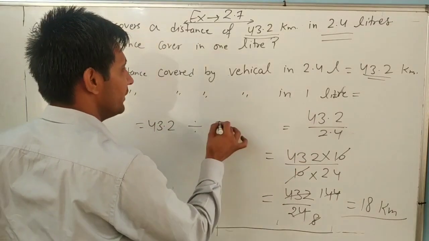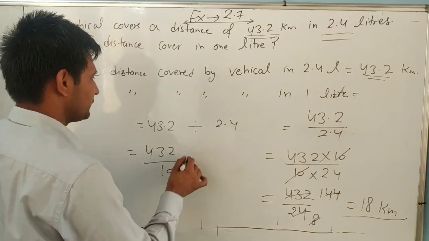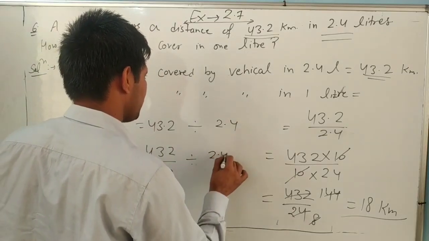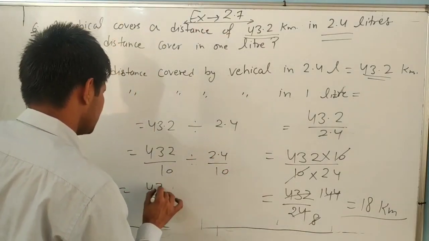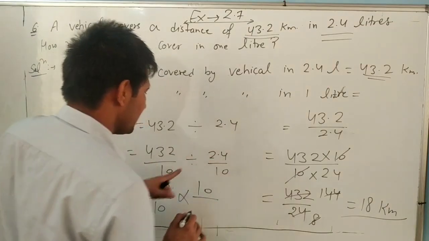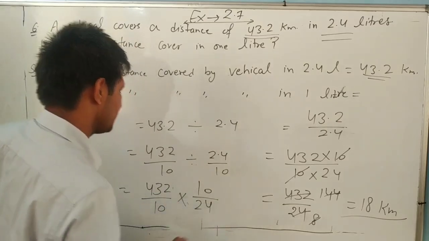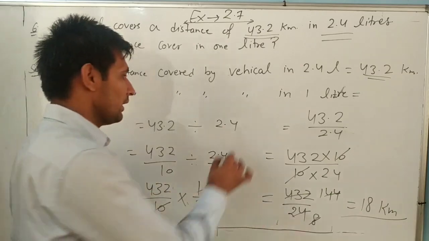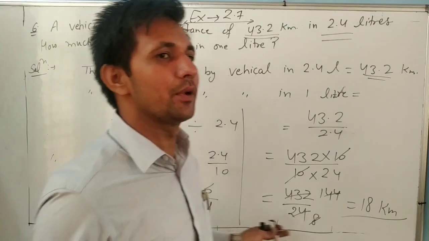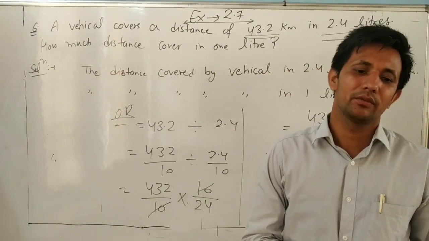Otherwise, dear, you can solve by this method also. 43.2 divided by 2.4. So 43.2 divided by 10, and 2.4 divided by 10. Write its reciprocal. When we change divide into multiplication, we take the reciprocal. 10 cancels 10. Again it is the same. Understand, dear? So dear, we have already finished our second chapter. Understand? Please note it down and have a nice day. Thank you everyone.